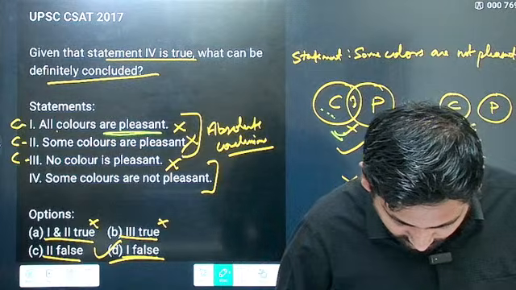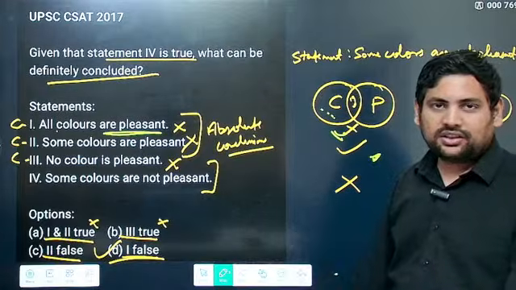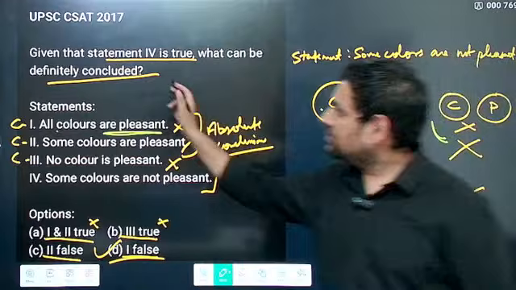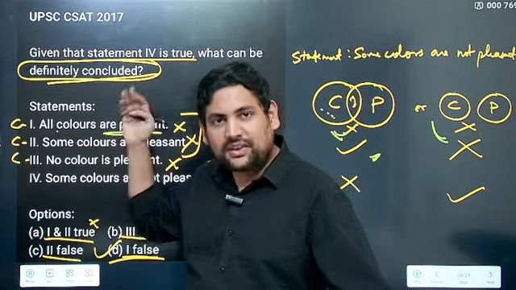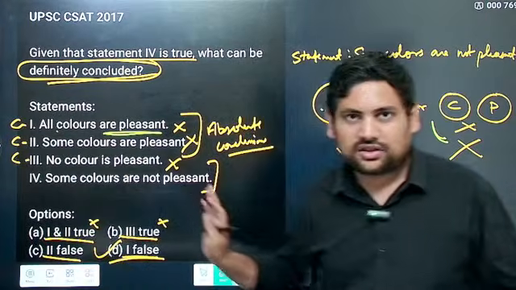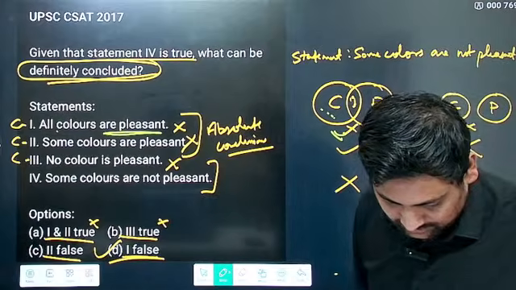Yes, Dheeraj, correct. Understood why 2 is false is not the correct answer? Because 2 still has two possibilities. It is talking about definitely concluded. Correct? So that's why I eliminated that also. Now first, you look at the first, it has no chance. Both the diagrams, no chance. So 1 is definitely false.